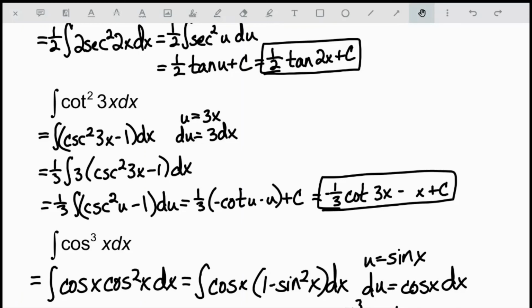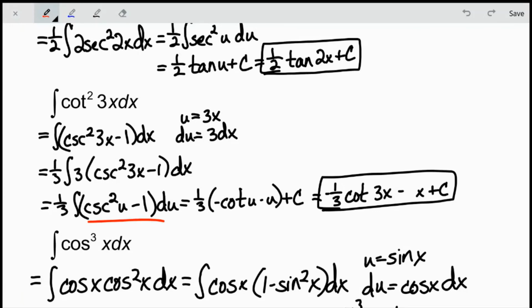But if you need the u substitution, what you do then is, I'm going to say my u is 3x, my du is 3dx, and then I just did my substitution, and you can see down here, I ended up with a cosecant squared minus 1, and my antiderivative of cosecant squared is negative cotangent, because the derivative of cotangent is negative cosecant squared. So I ended up with a negative there, then I have my minus u.